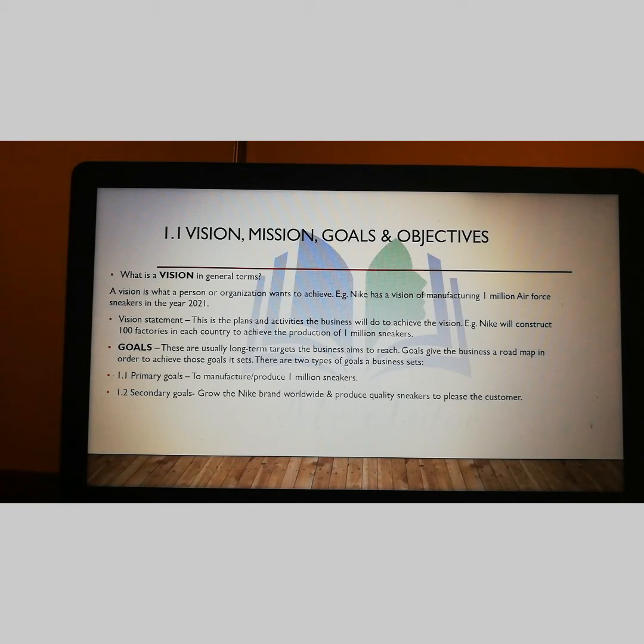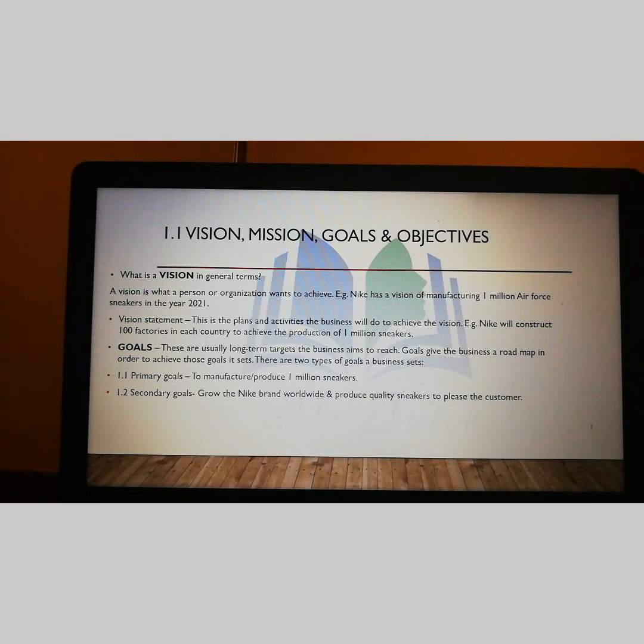Now, what are goals? Goals are targets, usually long-term targets the business or an individual aims to reach. For example, a personal goal I might have is to drive a Bentley in 5 years. I'm not saying it's my goal, but it's just an example of a goal. It does not relate to the business world only. We all have goals in life. Now, goals give the business a roadmap in order to achieve the goals it sets.